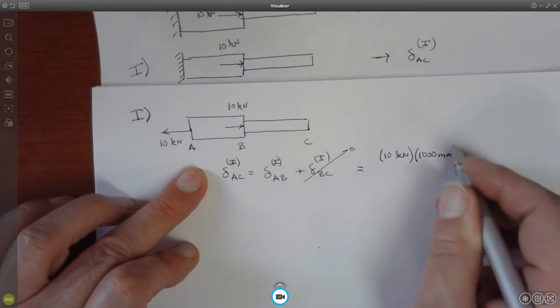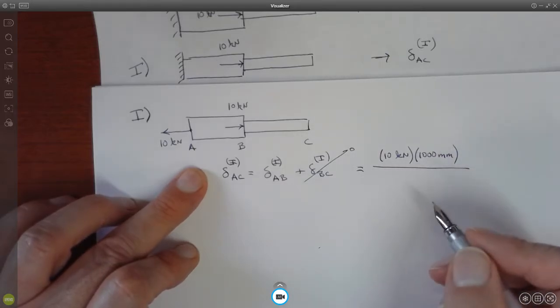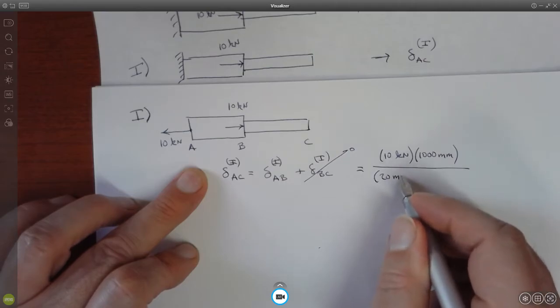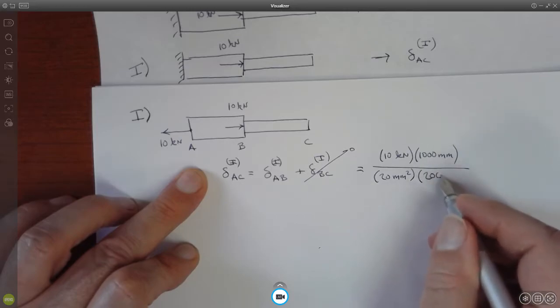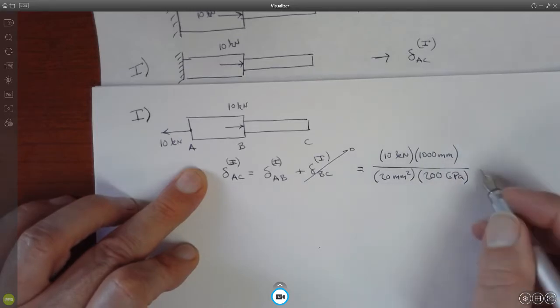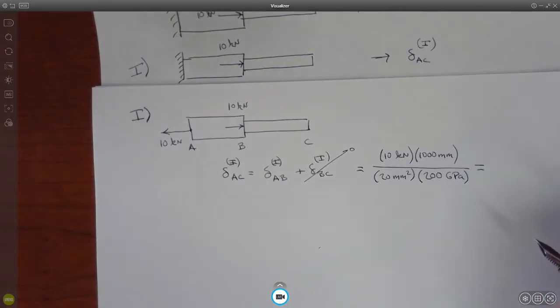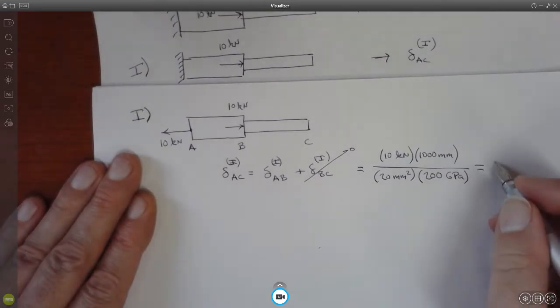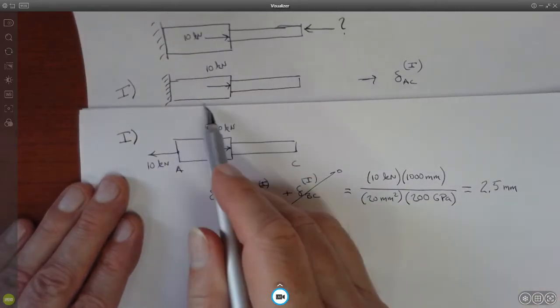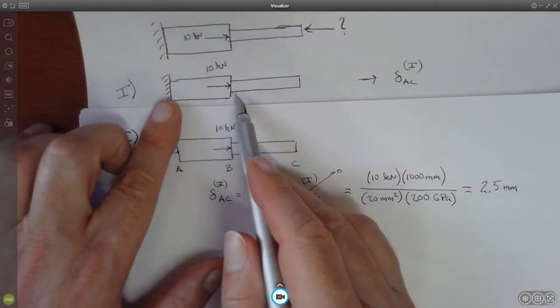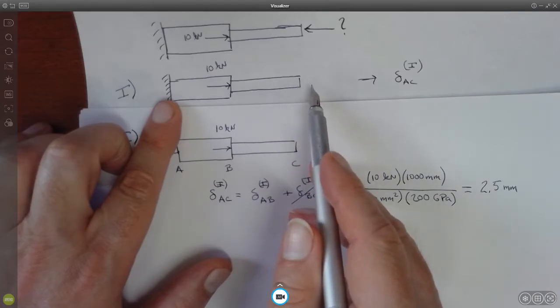The length of this section, AB, is 1,000 millimeters. The cross-sectional area is 20 millimeters squared, and Young's modulus is 200 gigapascals. Okay? And so now this is going to give me the elongation if that right end support was removed and there was no force acting there. And so when you do this, this will come out to be 2.5 millimeters. All right?